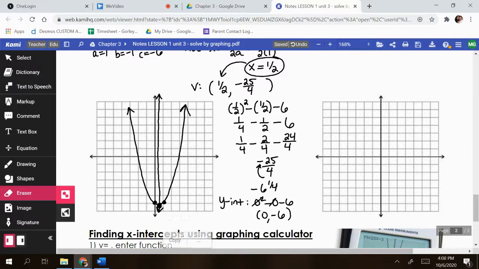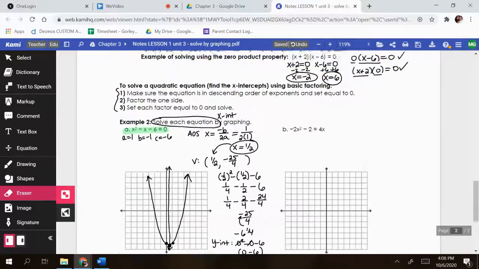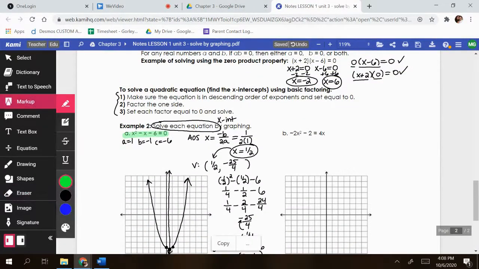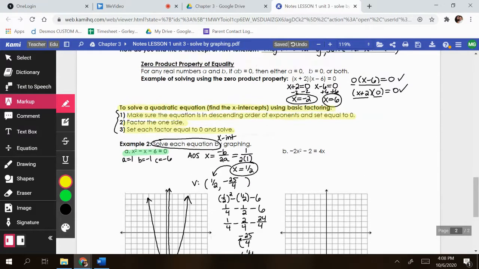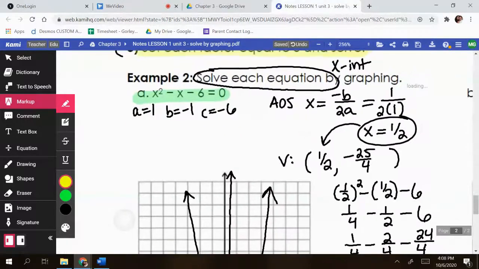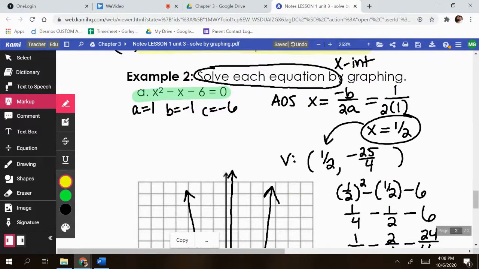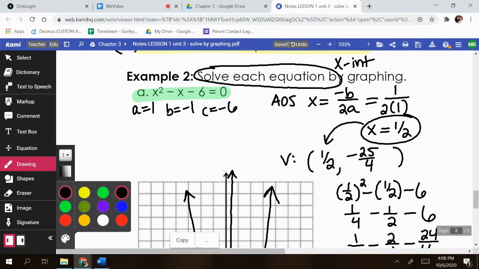How can I find my x-intercepts? Well, let's go back up here and let's remember what it said. It said to solve a quadratic equation or to find the x-intercepts, use factoring. Make sure it's set equal to 0, factor the one side, and set each factor equal to 0 and solve. Okay, because remember, in order to get an x-intercept, we plugged in 0 for y, and now we have to solve for x.